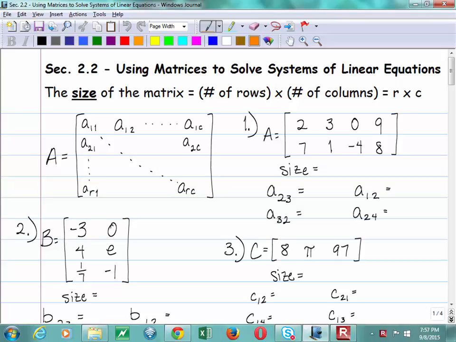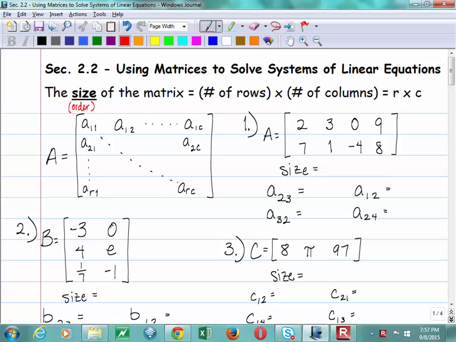And the size of the matrix, which is also sometimes referred to as the order of the matrix, is described by the number of rows by the number of columns. So the rows are horizontal, the columns are vertical.